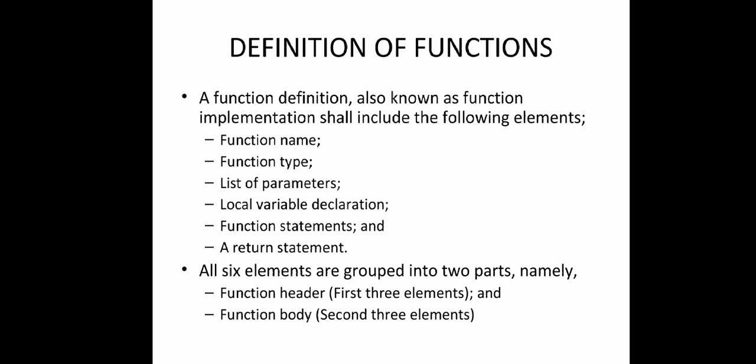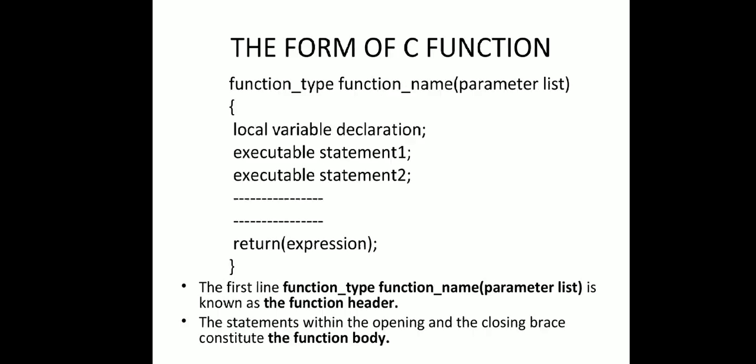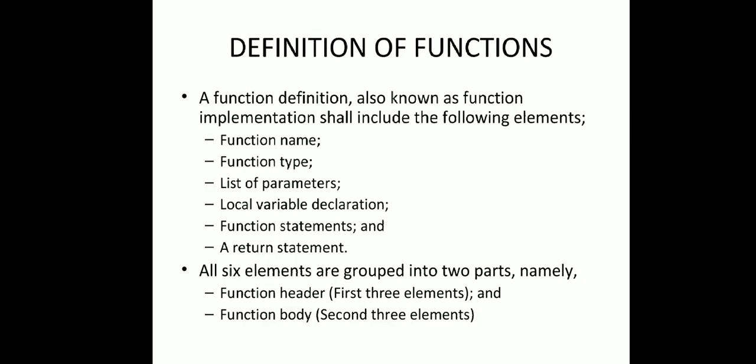Let's see the first element of the function, that is definition of functions. A function definition, also known as function implementation, shall include the following elements: function name, function type, list of parameters, local variable declaration, function statements and return statement. Function name, as I have already told, each and every function will have some name. This is of user choice, but you have to adhere to the rules of the identifiers.